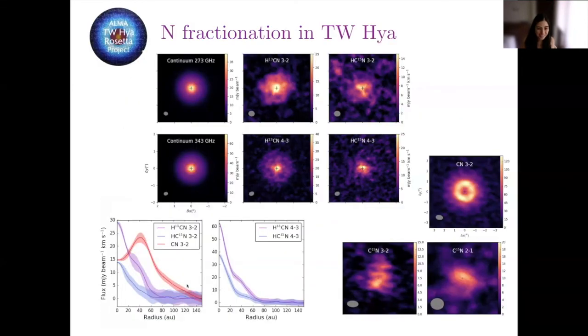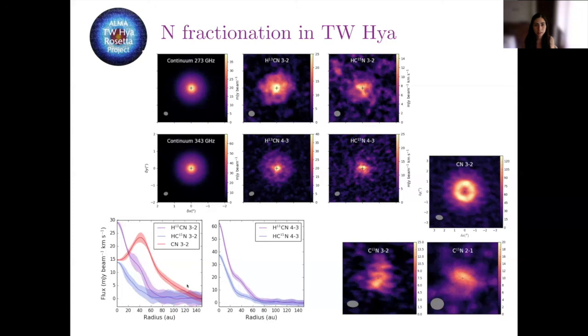So to test this idea, we are now reanalyzing the data towards TW Hydra. This is a project from the Rosetta Stone project that is led by Ilse Cleeves. We have additional lines for HCN and also for CN. So we are doing a more detailed analysis to try to determine where exactly the emission is coming from, what we are actually tracing.